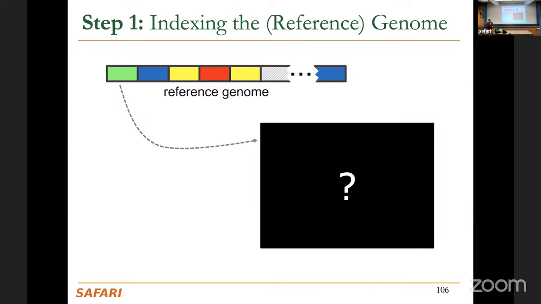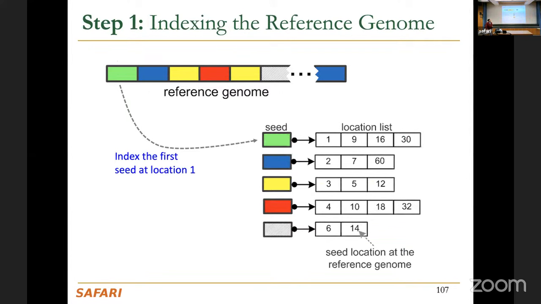Well, this is a long shot to guess, but I'll still ask it. Do you have any guesses? Like, what sort of data structure could we use here, let's say, to achieve this? Right. This is basically a long shot. We want to quickly understand whether there are matching subsequences between the reference genome and the read.